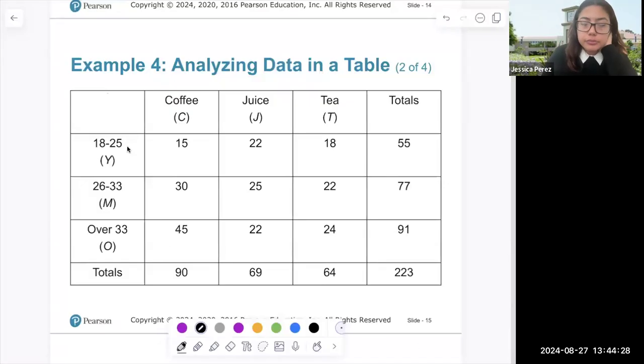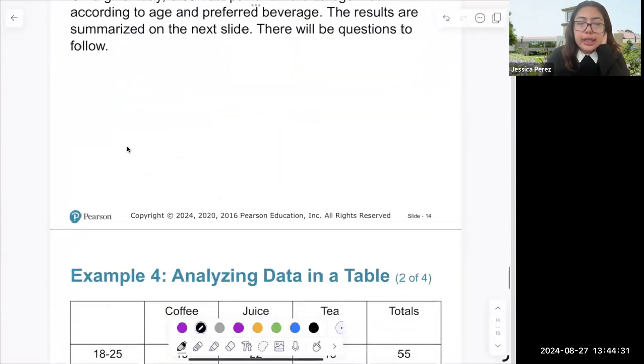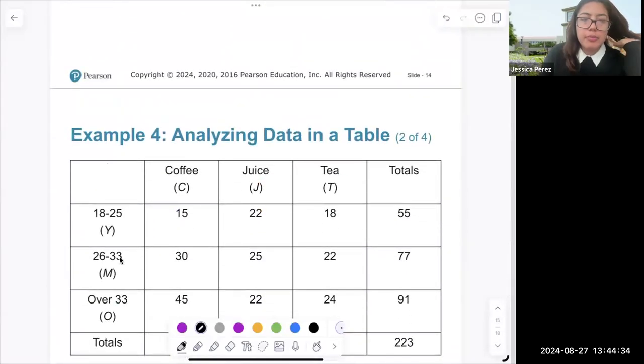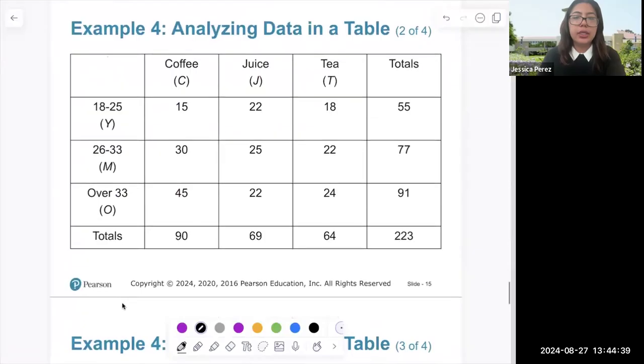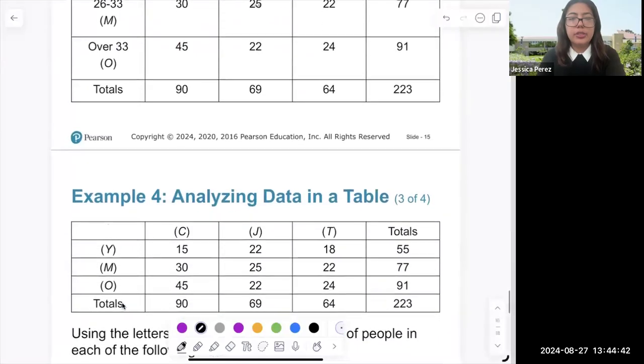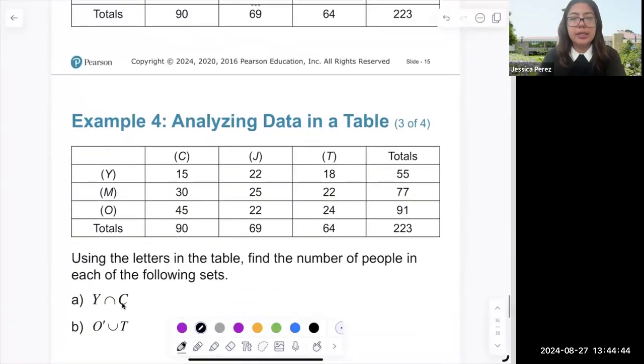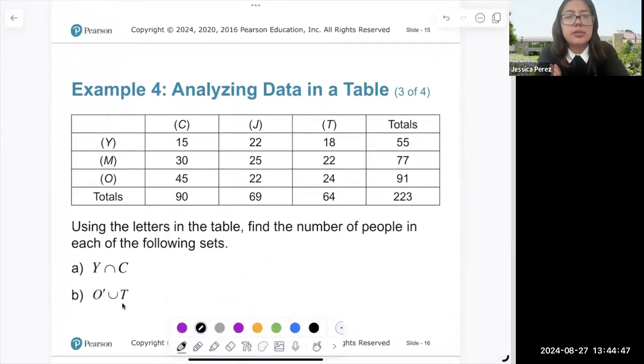So the age is categorized: the youth, the more adults, and the over 33. And we're going to be answering the following questions. So again, this is summarized and they're asking us to answer these questions. Using the numbers in the table, find the number of people in each of the following sets.